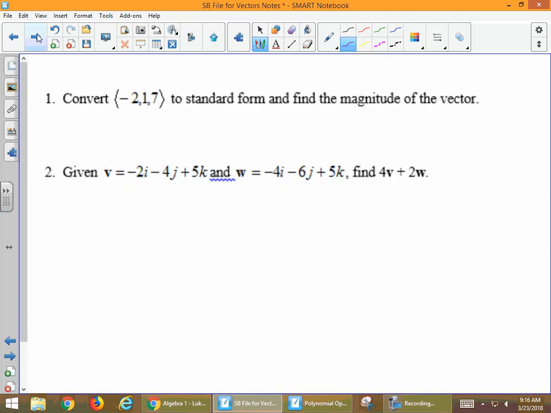All right, convert -2, 1, 7 to standard form and find the magnitude. So standard form is I, J, K form. So we would write that as -2I plus 1J plus 7K. And then find the magnitude, do square root of the squares, and reduce it. And I'll meet up with you.